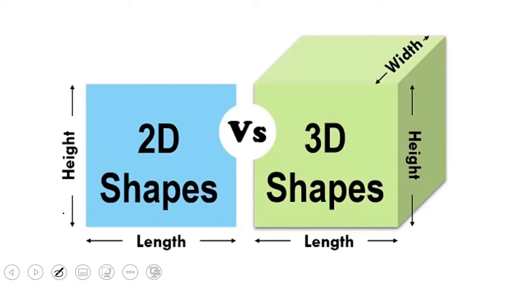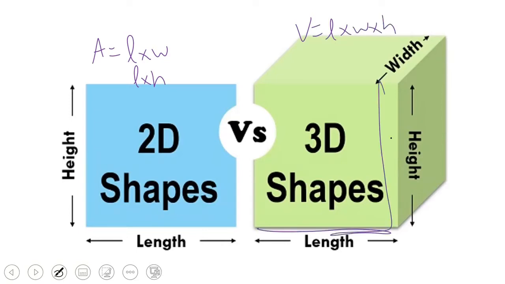volume is three-dimensional. So remember in area, our formula was area equals length times width, or in this one, it's length times height. But in volume, you have volume equals length times width times height, because you have the length and the height, but you also have a depth, which is in this case called width, that you need to calculate for in a cubic unit.